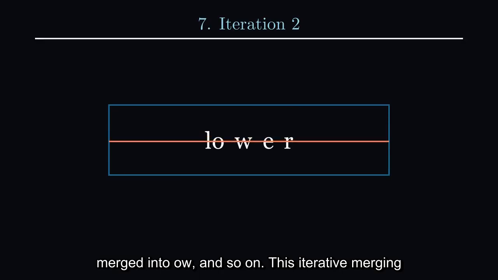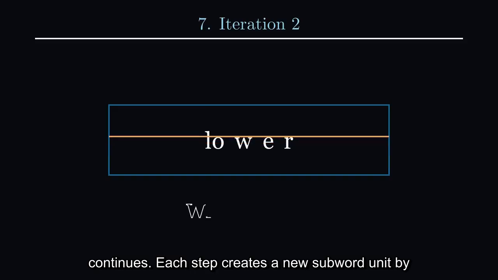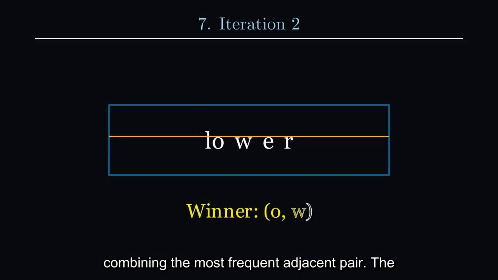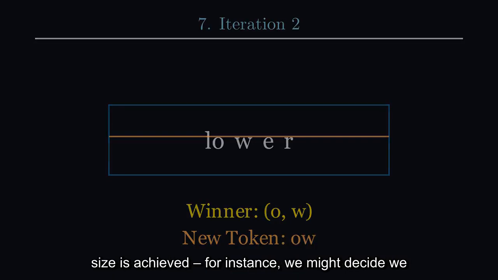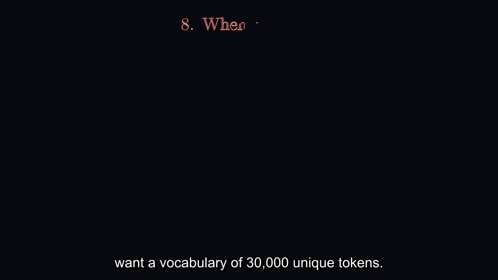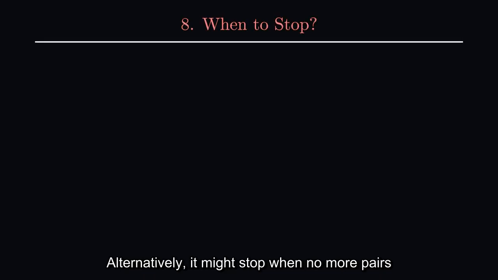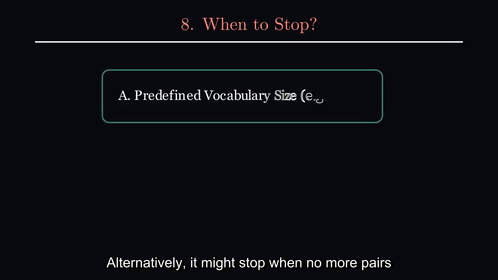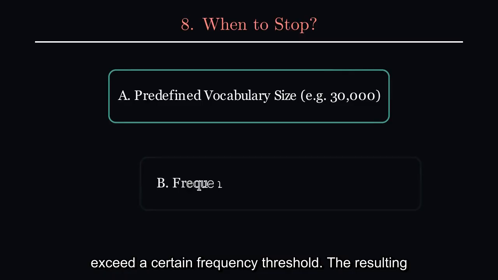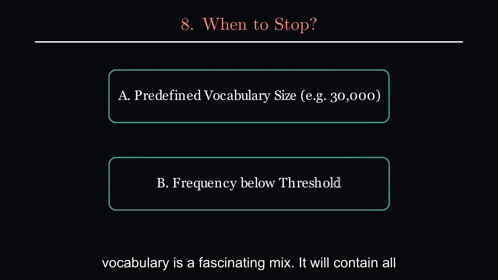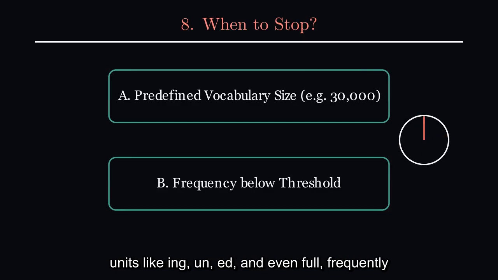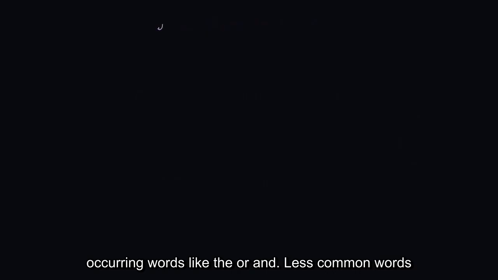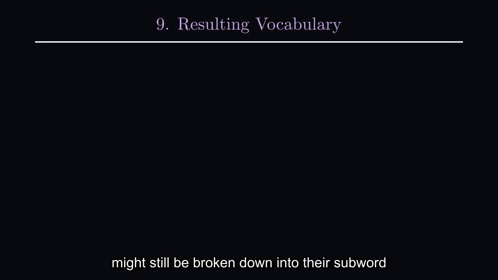This iterative merging continues. Each step creates a new subword unit by combining the most frequent adjacent pair. The algorithm typically stops when a desired vocabulary size is achieved. For instance, we might decide we want a vocabulary of 30,000 unique tokens. Alternatively, it might stop when no more pairs exceed a certain frequency threshold. The resulting vocabulary is a fascinating mix. It will contain all individual characters, along with common subword units like ing, un, ed, and even full, frequently occurring words like the or and. Less common words might still be broken down into their subword components.